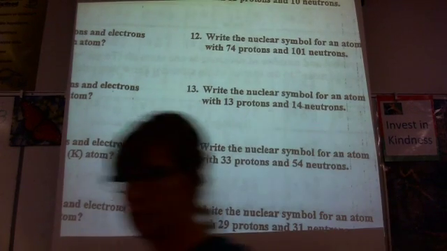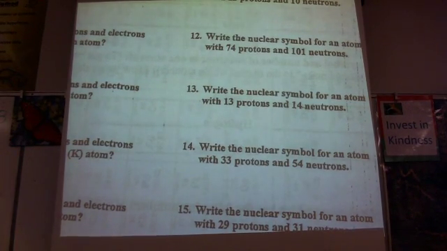Gotcha. Number of protons. And the number of electrons. Yeah.